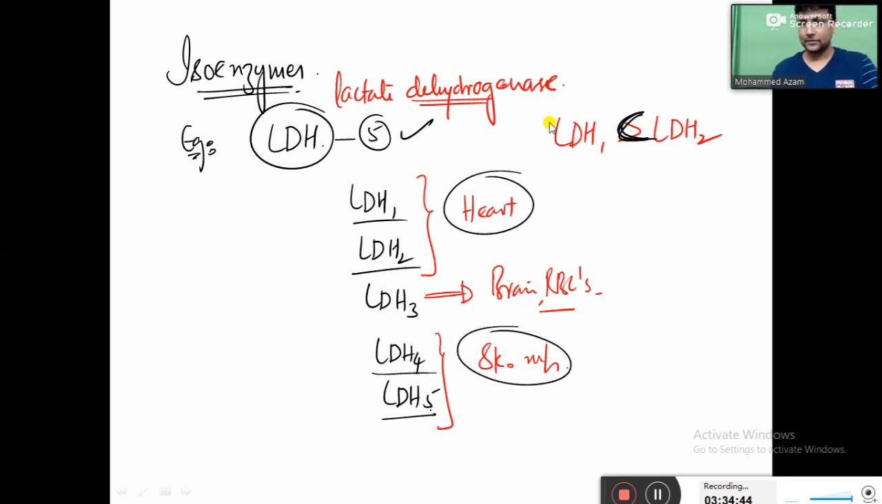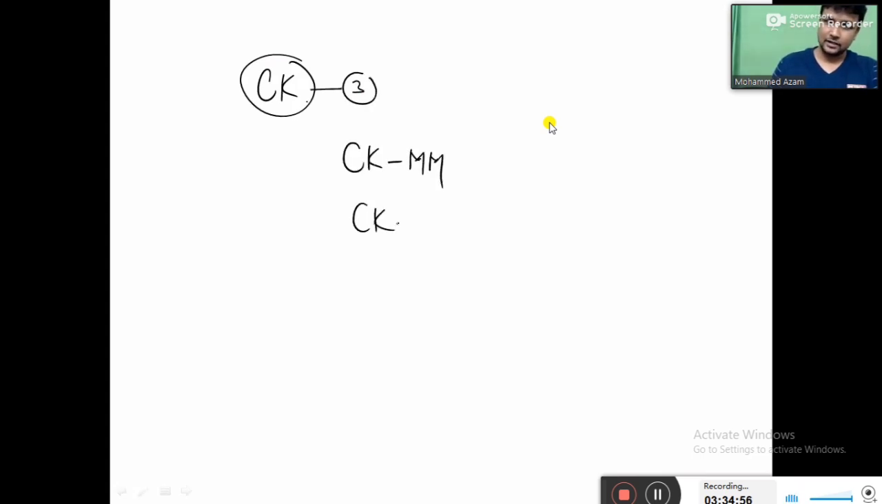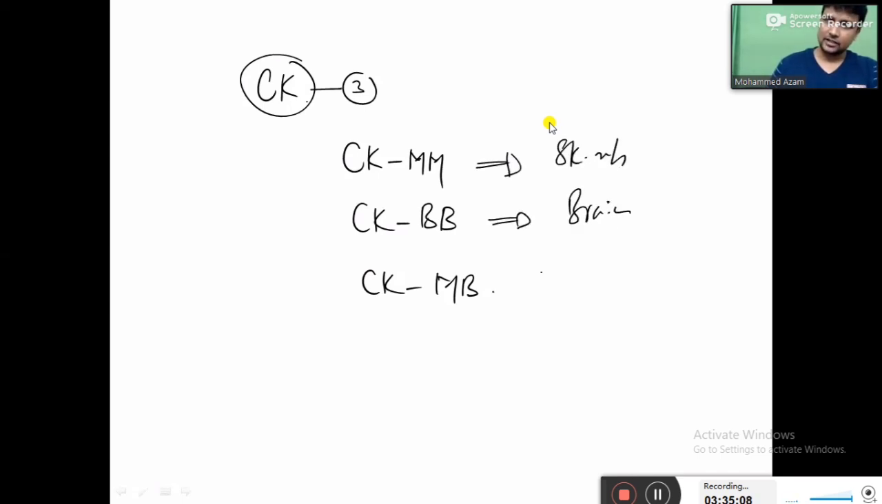Perfect, done. Now last and final, one more important example is creatine kinase, CK, and this will have 3 isoenzymes: creatine kinase MM, creatine kinase BB, and creatine kinase MB. What is the meaning of that, sir? MM means it is found in the skeletal muscle, BB will be found in the brain, and creatine kinase MB will be found in the heart.